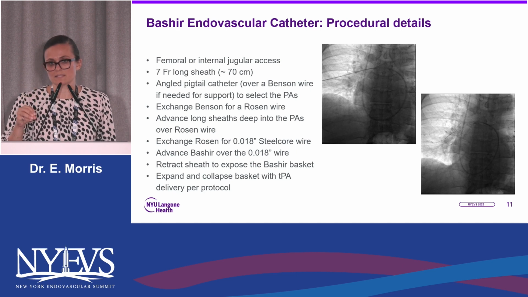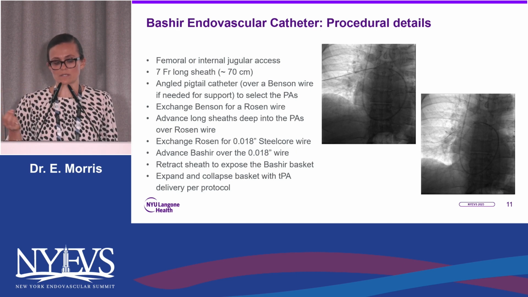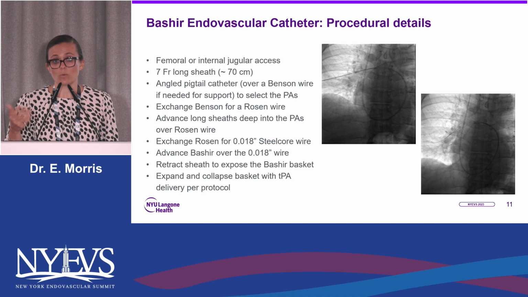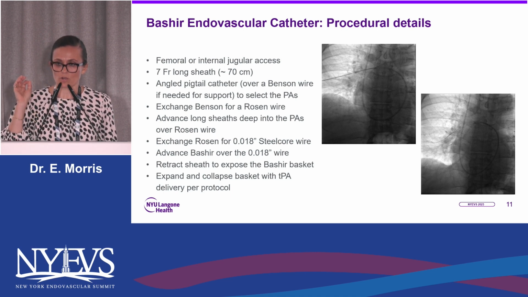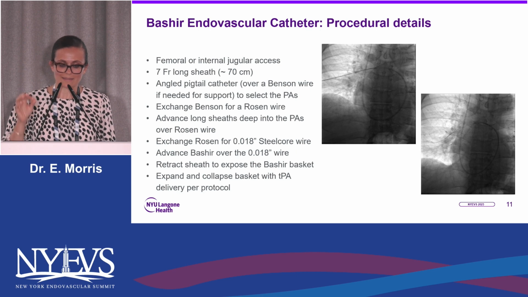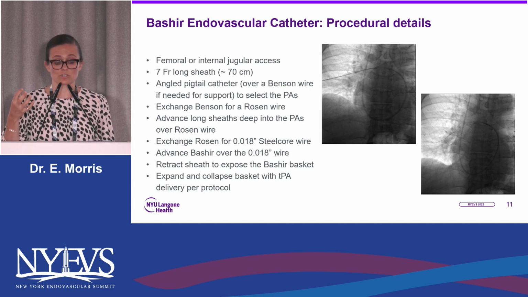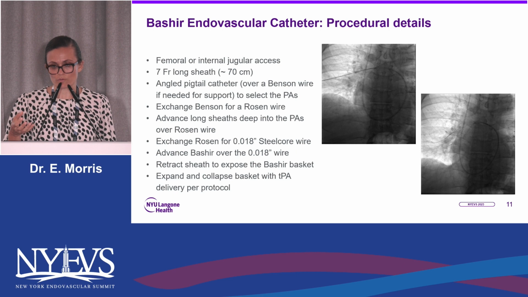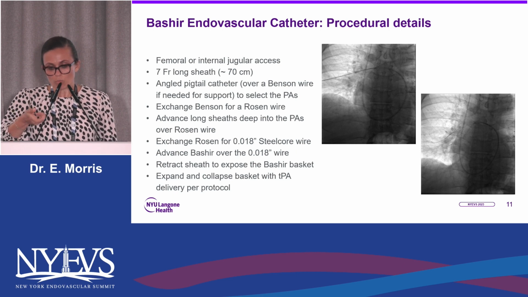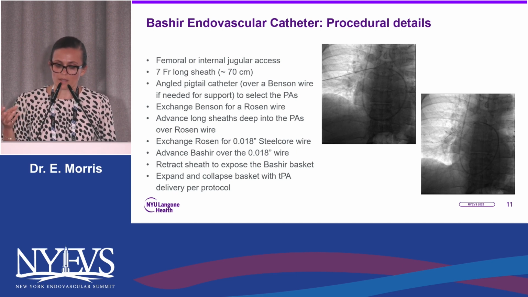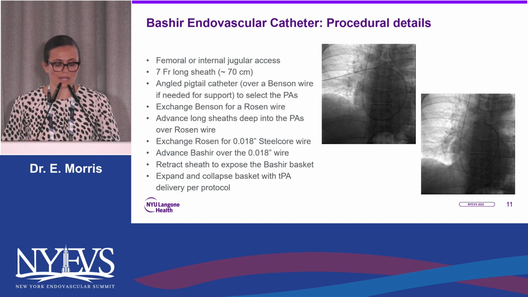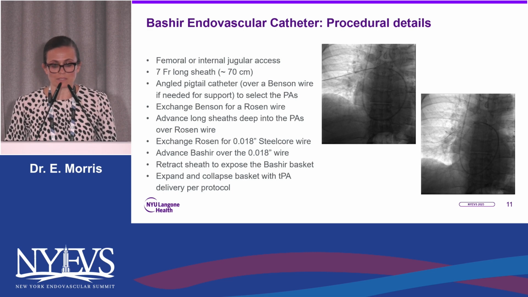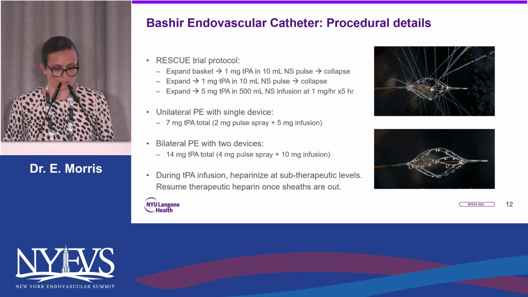And the reason that that's necessary, unlike some other PE work, is that this system is an 018 system. So you've got to get the sheaths very deep so that you can get your 018 system very deep. And then at that point, you've got the stability because of the sheath to get your BASHIR over that 018 wire. Once you retract the sheath, that exposes the basket portion of the catheter, and then from there you can expand and collapse and deliver your TPA per the protocol at your institution.